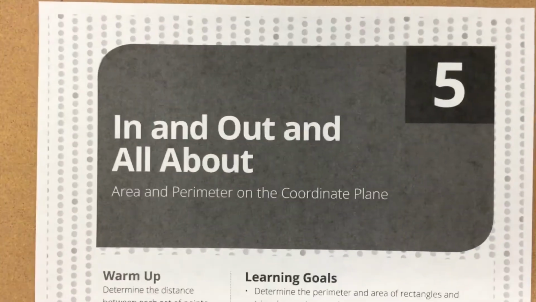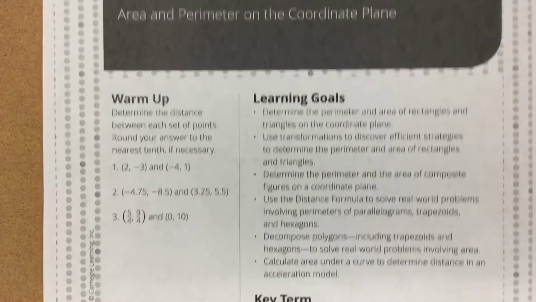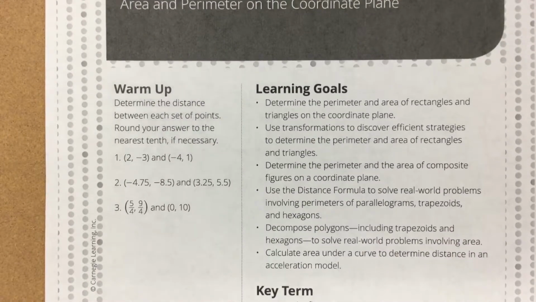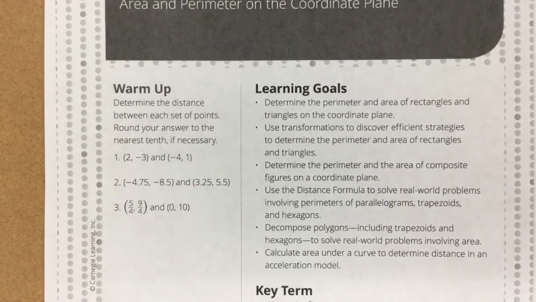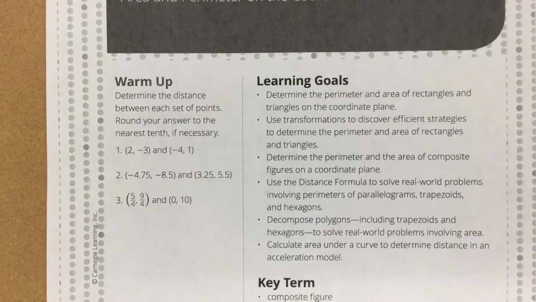Here we're looking at in and out and all about. We get to talk about some area and perimeter on the coordinate plane, just like it says right there. This first video is just going to be for the warm-up and the getting started portion of this packet. I'm going to work through all of these.